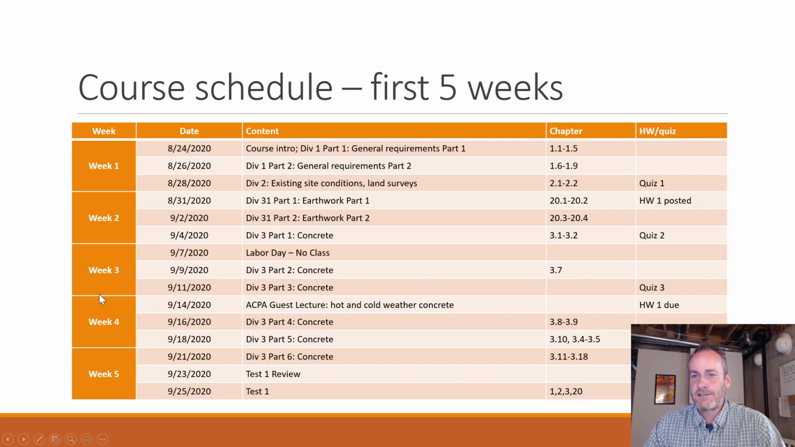The schedule, now this is just the first 5 weeks. I do have the whole thing on the syllabus that you can find on Canvas, but I just wanted to give you an overview of what this thing looks like. So it's basically 3 big sections, right? The section before exam 1, the section between test 1 and test 2, and the section between test 2 and test 3. So you can see I have it broken down into individual days, what we'll cover each day, the chapters that are associated with that section, any kind of homework or quiz.